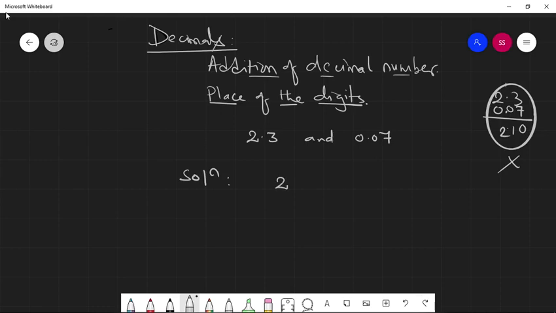first of all, write this 2.3. Then you have to consider the position of 7. What is the position of 7? The position of 0 is tenths, the position of 7 is hundredths. So what is the position of 3? Tenths. So the tenths you have to arrange vertically. So put here 0, and here is nothing, you can put here 7. If nothing is there after the decimal number, you can put directly 0. That is valueless. So now 7 plus 0 is 7, 3 itself 3, 2 plus 0 is 2. Then we will obtain that result.